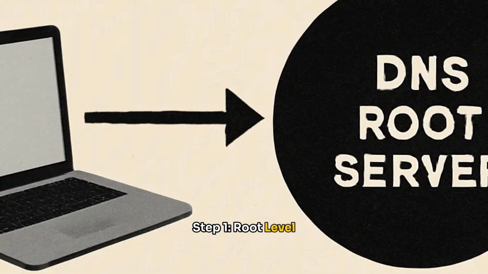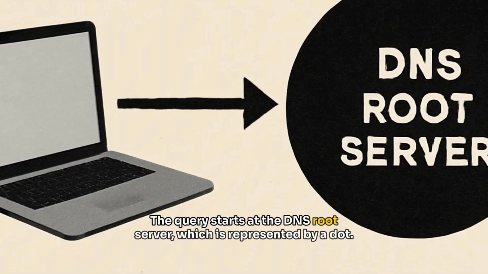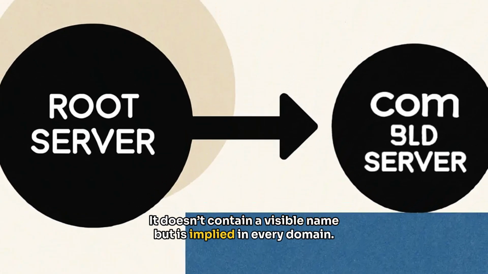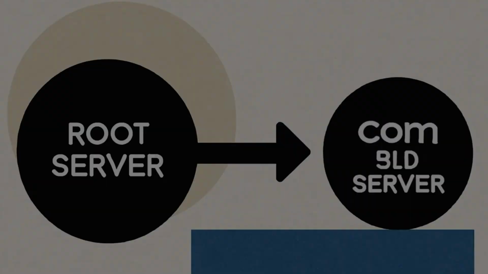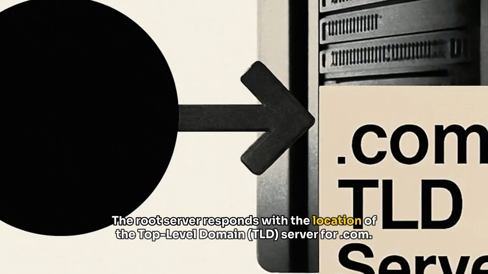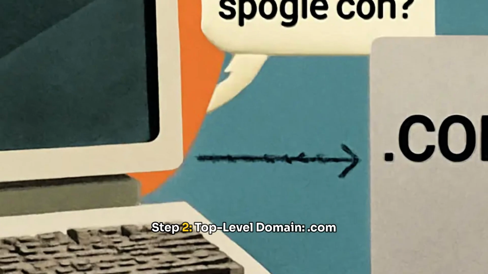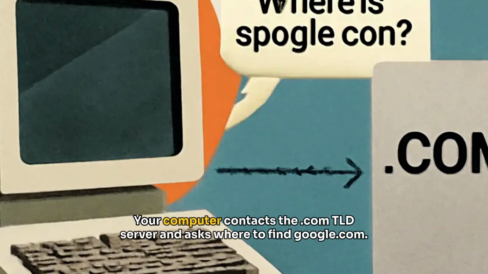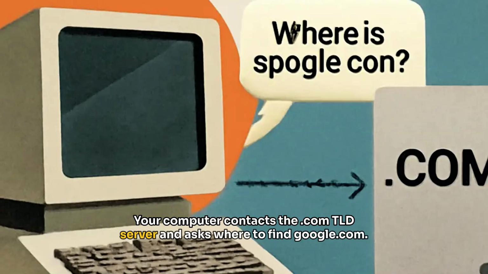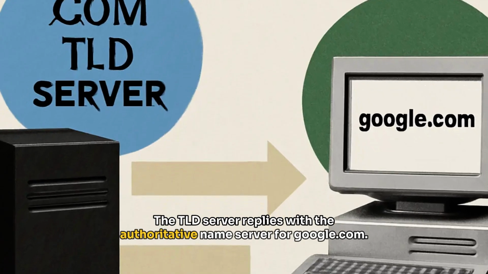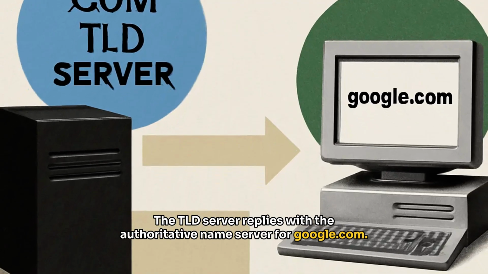Step 1, root level. The query starts at the DNS root server, which is represented by a dot. It doesn't contain a visible name but is implied in every domain. The root server responds with the location of the top-level domain, TLD server for .com. Step 2, top-level domain. Your computer contacts the .com TLD server and asks where to find google.com. The TLD server replies with the authoritative name server for google.com.